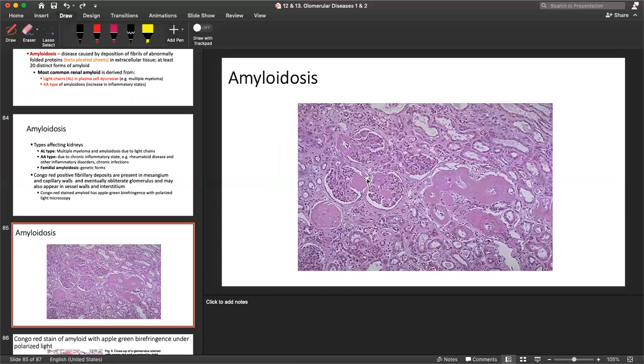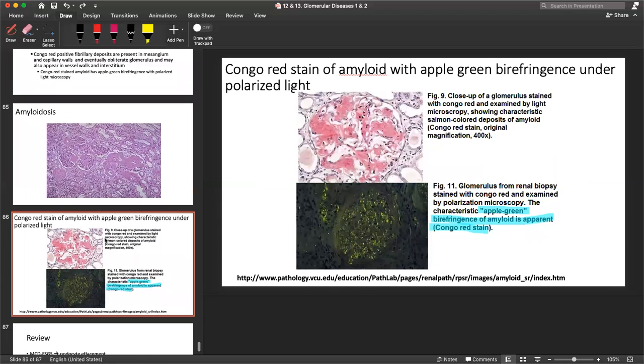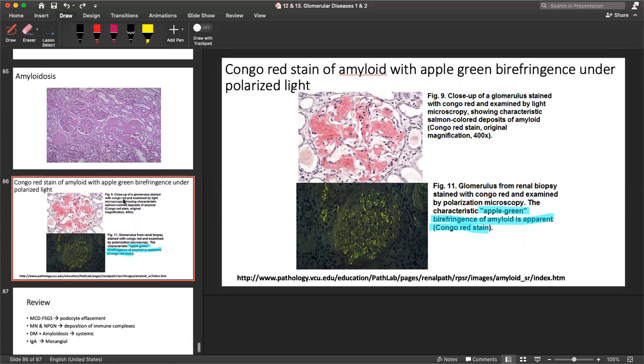So here's our amyloid deposition. Here's our apple green birefringent amyloid appearance with Congo red stain. And so we can also see it depositing here. Okay.